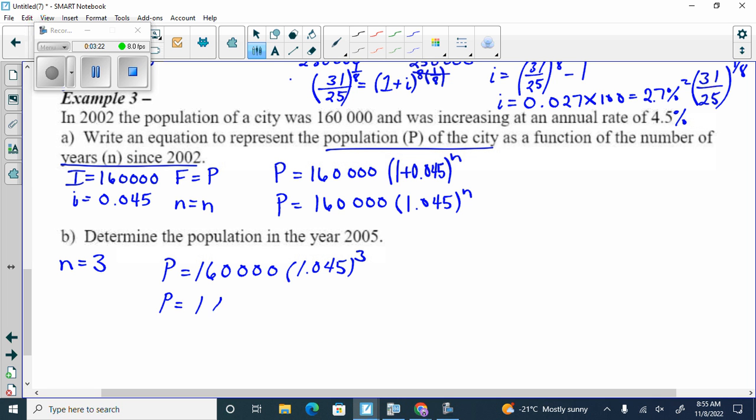So it's 182,586.42. Some people will say 7. Where are we finding the extra 0.42 of a person? We're not. In the year 2005, there would be 182,586 whole people. So we don't round up, it's always just the whole number, because it's on whole people.